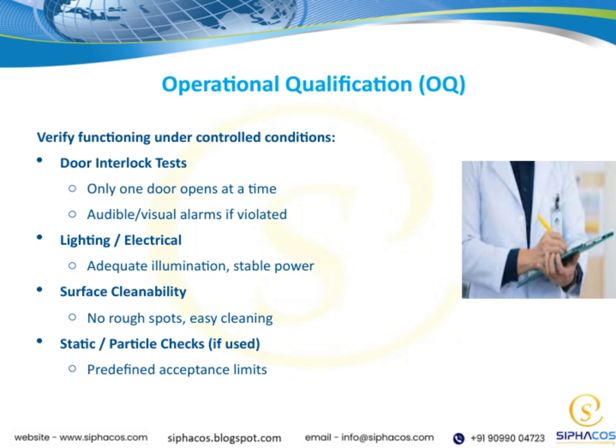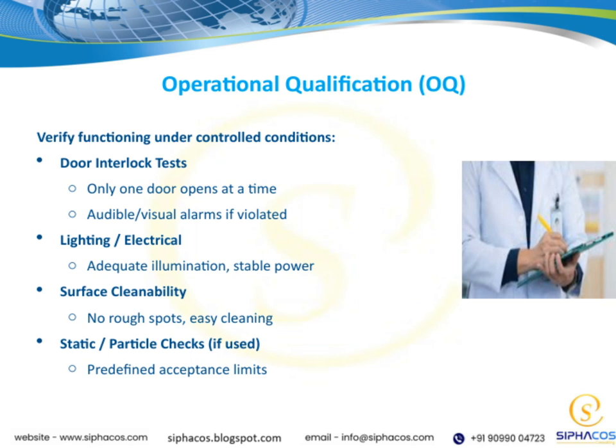Now, let's talk about operational qualification, or OQ, which is a crucial step in ensuring our equipment functions correctly under controlled conditions. First, we perform door interlock tests. The key here is that only one door should open at a time to prevent any cross-contamination or accidents. If this interlock is violated, the system should trigger audible or visual alarms to alert us immediately.